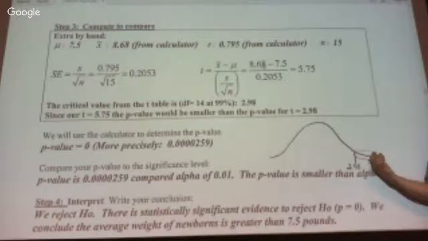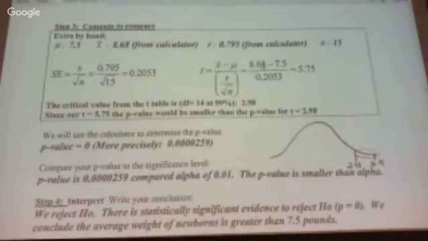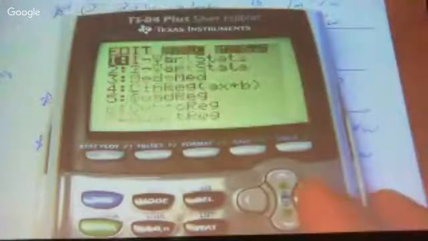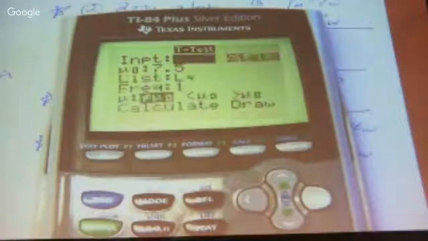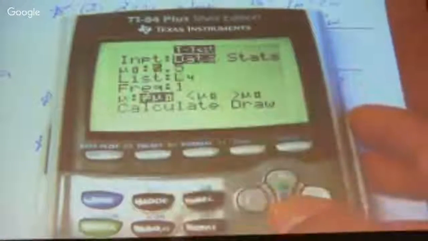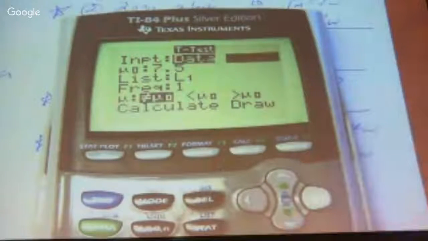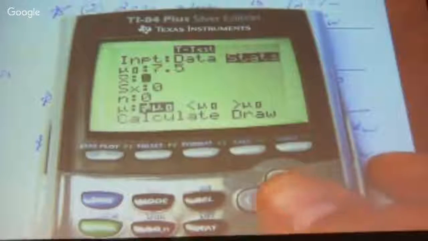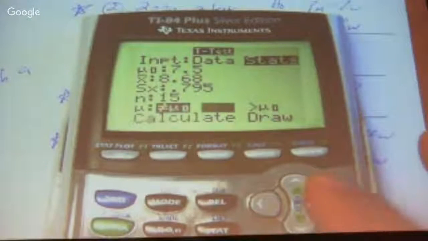Is my p-value small? Really, really, really small. Now, we're going to find the p-value in the calculator. Which test is it again? T-test. So we go to the calculator. Stat, test, t-test, number 2. Now, I don't have the data in my calculator, but you can put the data in list 1, and you would reference list 1. I'm going to do it with stats, but either way is fine. Mu is 7.5, X bar is 8.68, standard deviation is 0.795, N is 15, and we're doing greater than.